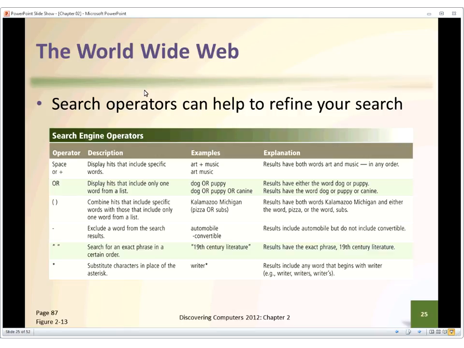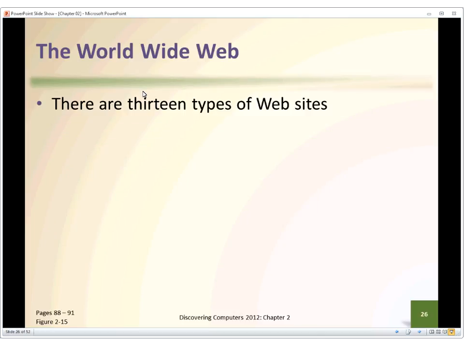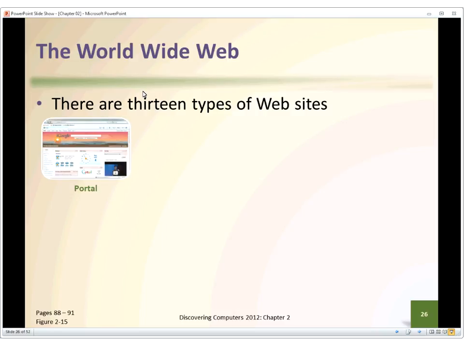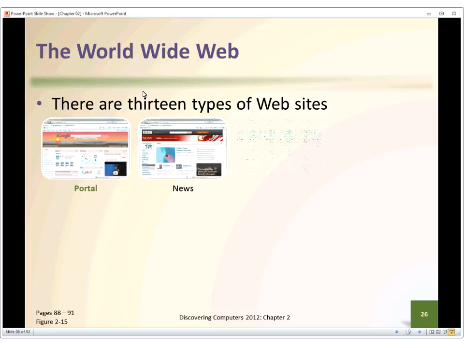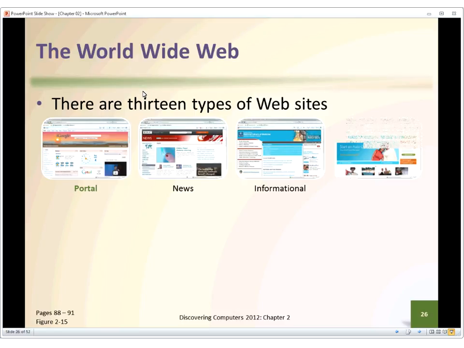This next section talks about different types of websites. So the authors identify 13 different types. And I don't know if you're going to be able to commit these to memory, but at least you want to have them somewhere close by. I suspect that you'll be able to certainly remember 10 out of the 13, no problem.